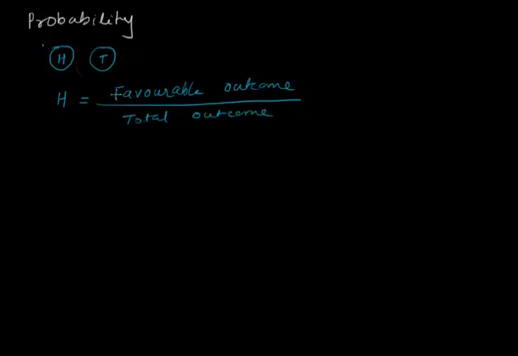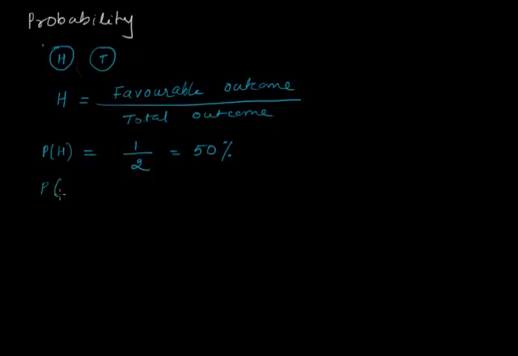It can be either head or tail, and the favorable outcome is, I'm looking for the probability of getting a head. Only one of them will show me head, so the probability of getting a head in the toss of a coin is given as 1 by 2, and if I want to calculate it in percentage, it is 50%. 50% chances are for getting a head, 50% chances are for getting a tail.